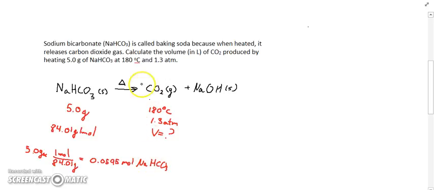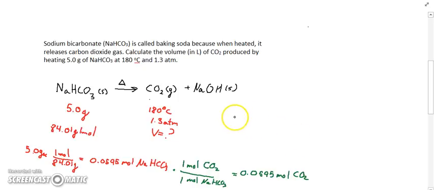Okay, now that we're in moles, we can take care of any conversions to other substances. Right? So we know how many moles of sodium bicarbonate we have. We want to know how many moles of carbon dioxide we have. Well, in this equation, the coefficients are 1 for each of these. So we have 1 mole of CO2 produced for every 1 mole of sodium bicarbonate. And that means we must have the same number of moles of CO2.